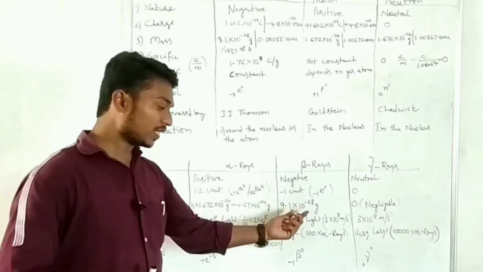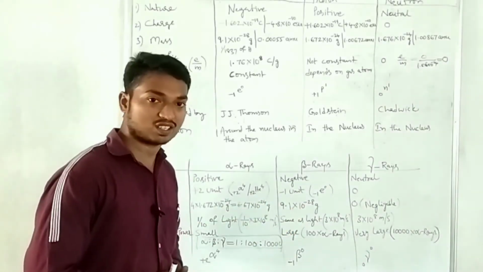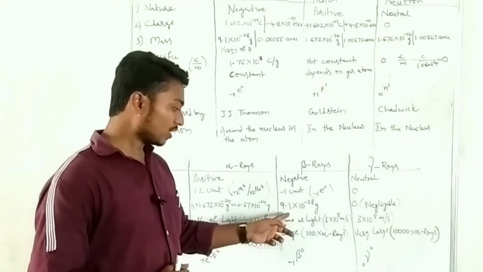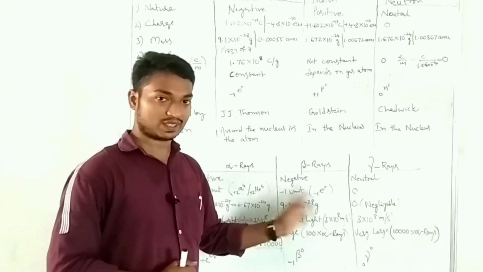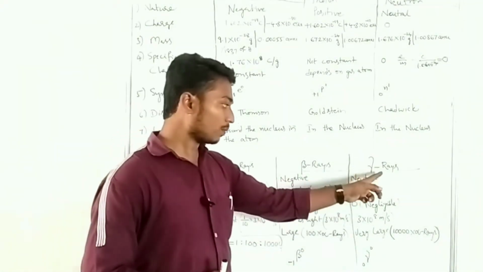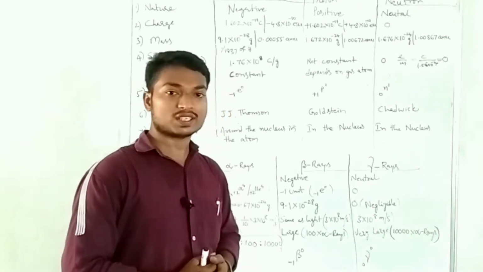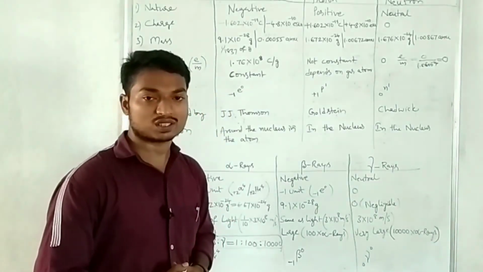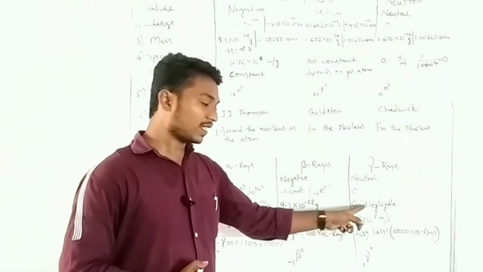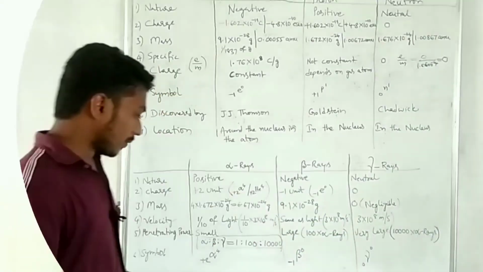The mass of the beta rays is nothing but the mass of the electrons. The mass of the electron is 9.1 into 10 to the power minus 28 grams. If you observe the mass for gamma rays, gamma rays have no mass, 0. Very negligible mass for gamma rays.